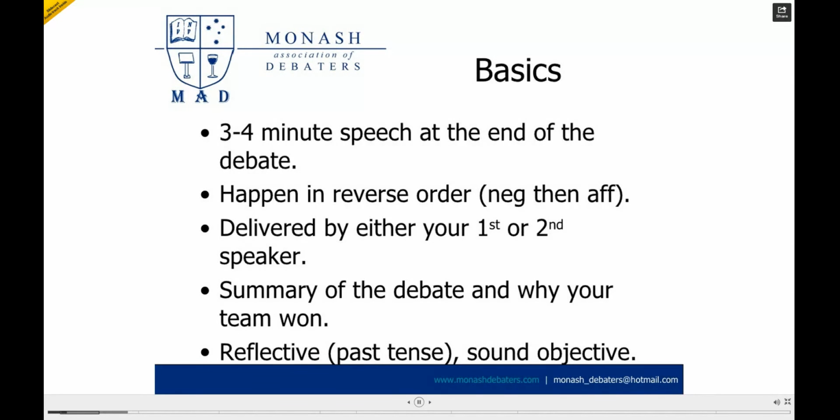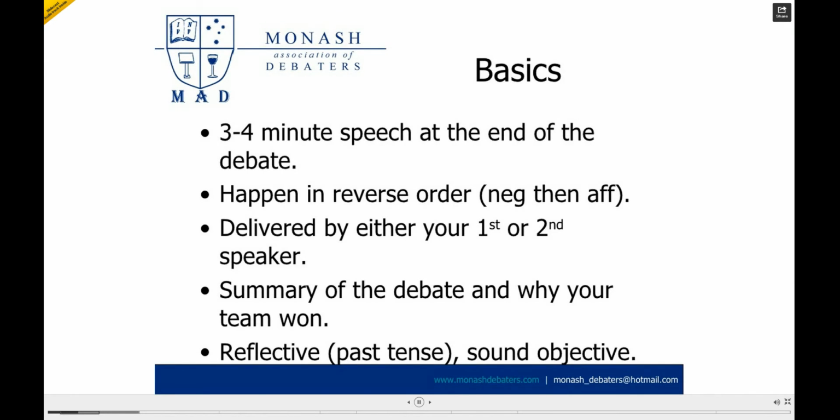So you'll have first, second, third, then the replies happen. But the replies happen in the reverse order. So the negative team reply comes straight after the third negative speech, and then the debate finishes with an affirmative team's reply. The reply can only be delivered by either your first speaker or your second speaker, so you can't speak third and also do the reply, because that'd be really boring listening to the same person for 12 minutes straight.